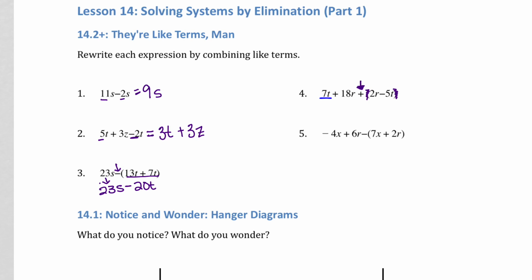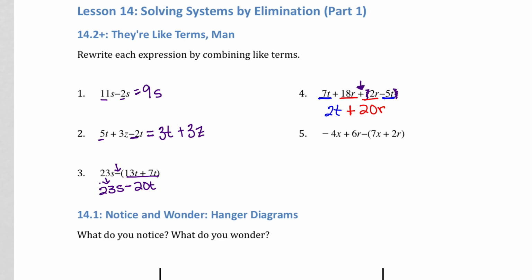So I have 7t minus 5t. What is that? 2t. Then I have 18r plus 2r. What is that? What's 18 plus 2? 20. So we put our r there.